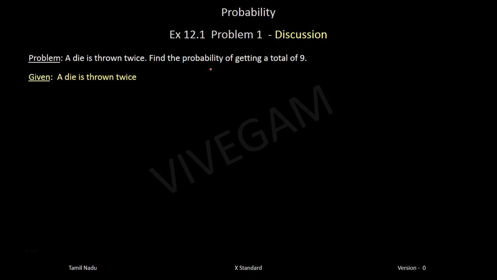Okay, so the first die can give 6 possible outcomes. The second die can give 6 possible outcomes. So totally there are 36 possible outcomes. Well, we'll list it out when we do the solution. And what they are asking is, what is the probability of getting 9? In what possible ways can you get 9?